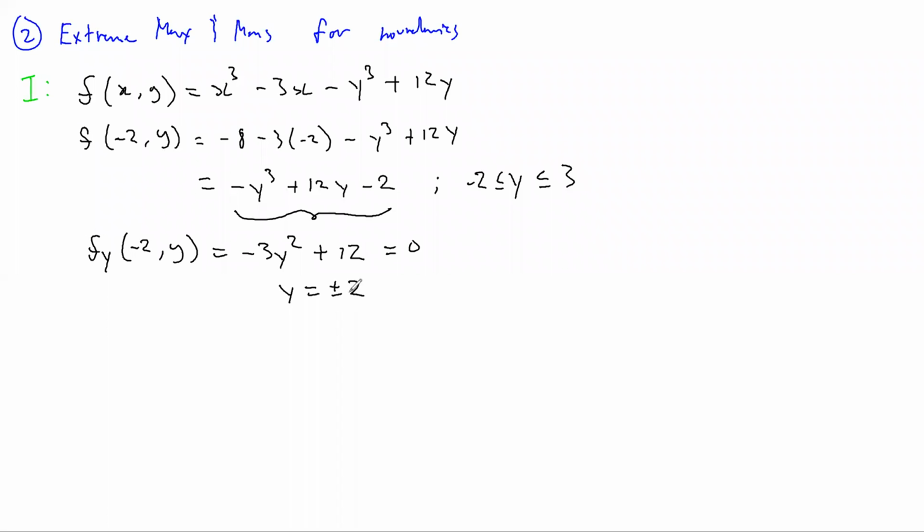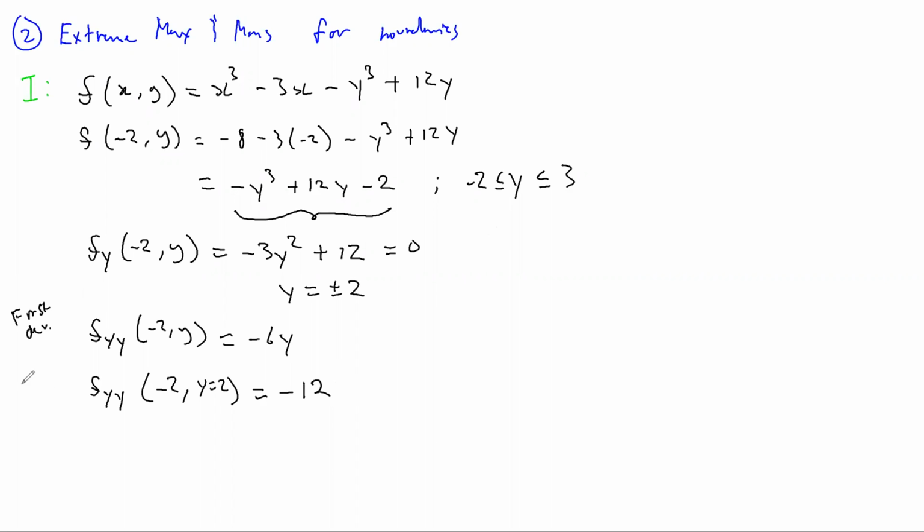But I'm not sure whether it's a max or a min, right? So what I can do is take my second partial, my second derivative in terms of y, which will be -6y. And when we're testing out y is equal to 2, we get a negative number of -12. And so again, I'm just going to label right here, first derivative and second derivative.